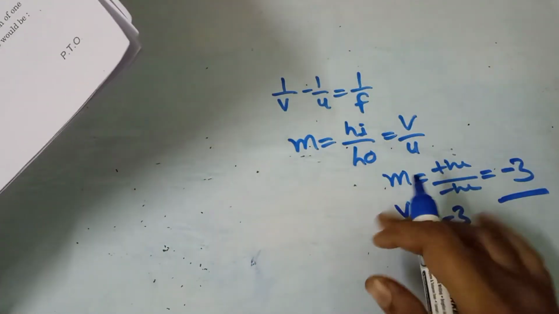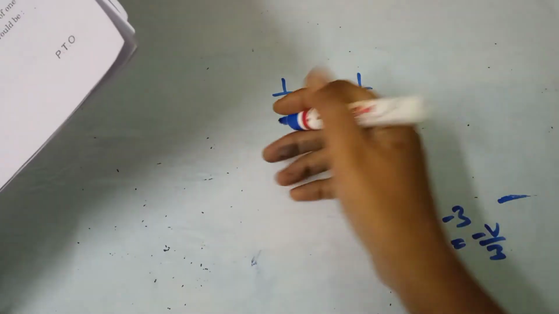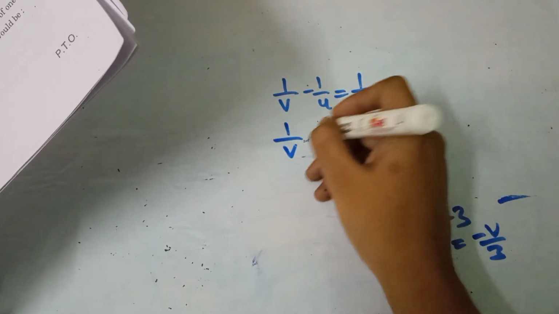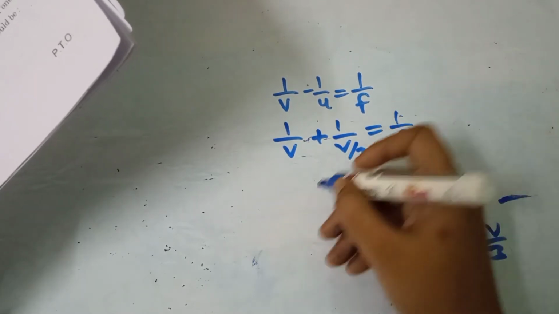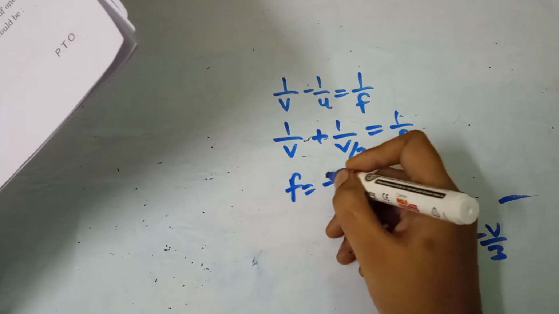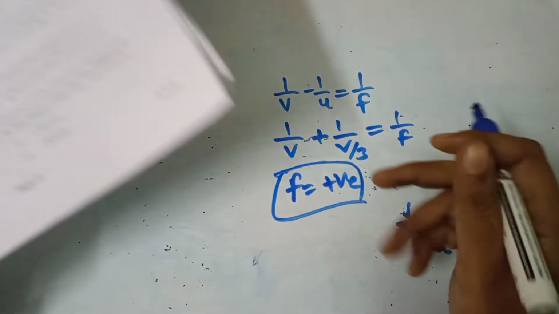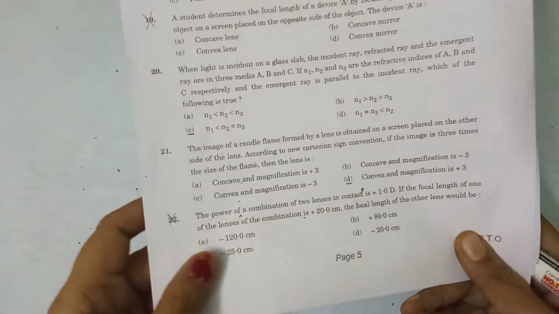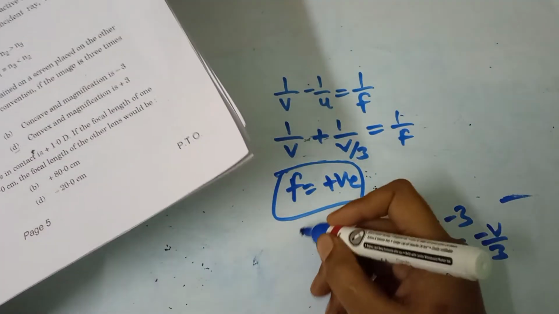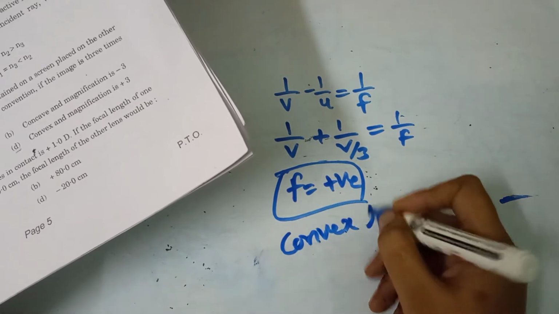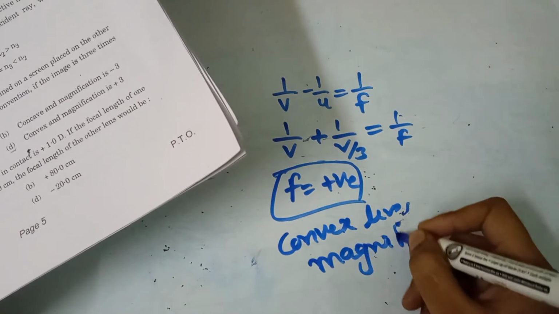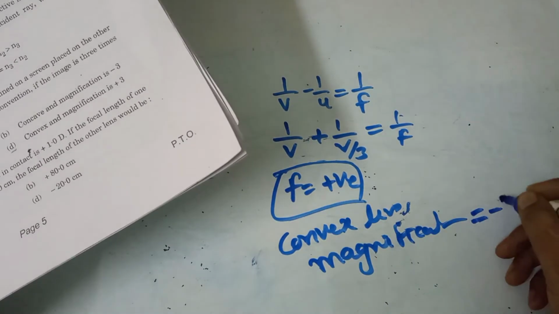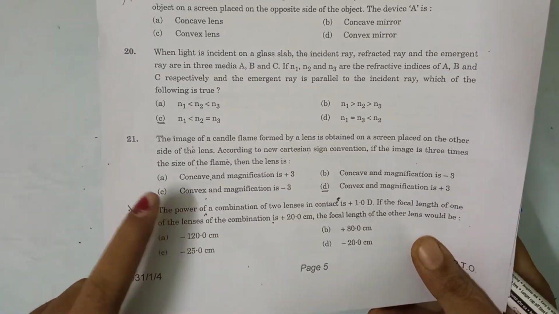So we will use the lens formula. Then 1 by V plus 1 by U, that is 3 by V, is equal to 1 by F. And F is coming positive, so convex lens is the right answer. Convex lens and magnification is equal to -3 is the right answer. So C is the right answer.